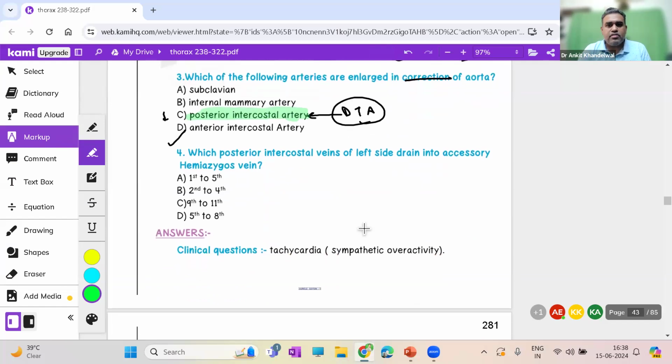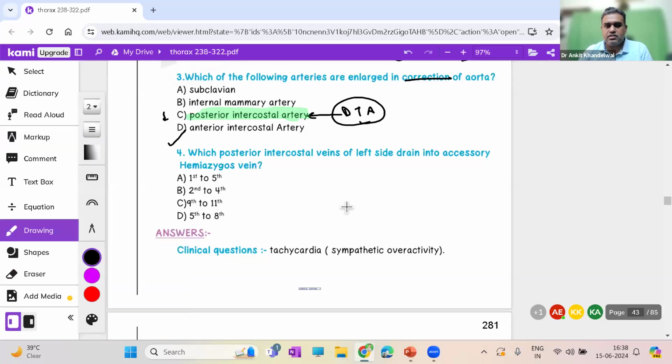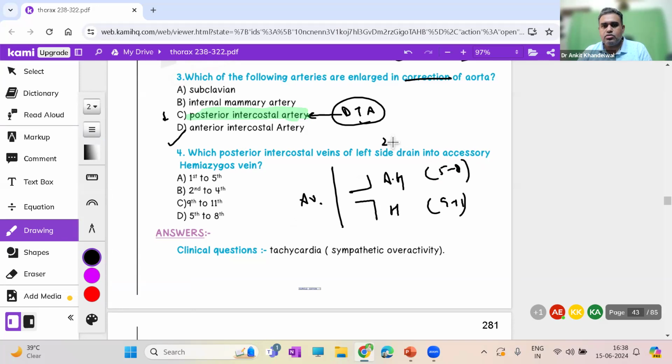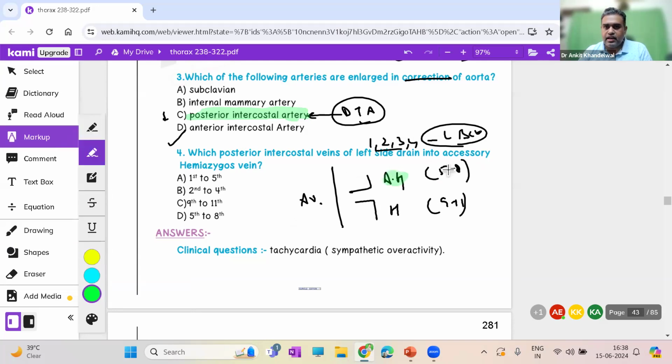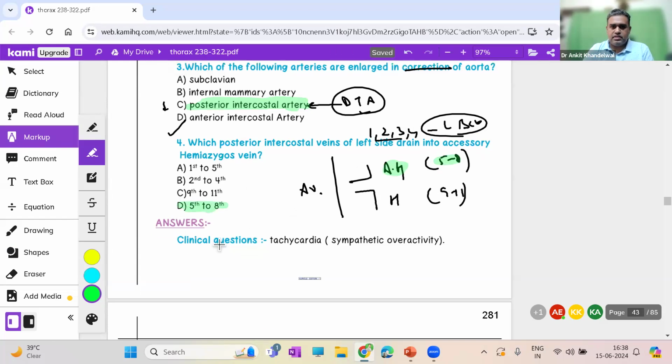Which posterior intercostal veins of the left side drain to the accessory hemiazygos? If you remember, we discussed over here that this was the azygous vein, this was the accessory and hemiazygos. This was the accessory hemiazygos, this was the hemiazygos, this was the azygous venous system. Here we had 5 to 8, here we have 9 to 11, remember. And these 2, 3, 4, and even 1, 2, 3, 4, they are going to the left brachiocephalic vein. Remember this. So the accessory hemiazygos had 5 to 8. If you have that option over here, 5 to 8. Okay. Simple as that. So do remember these basic points over here.